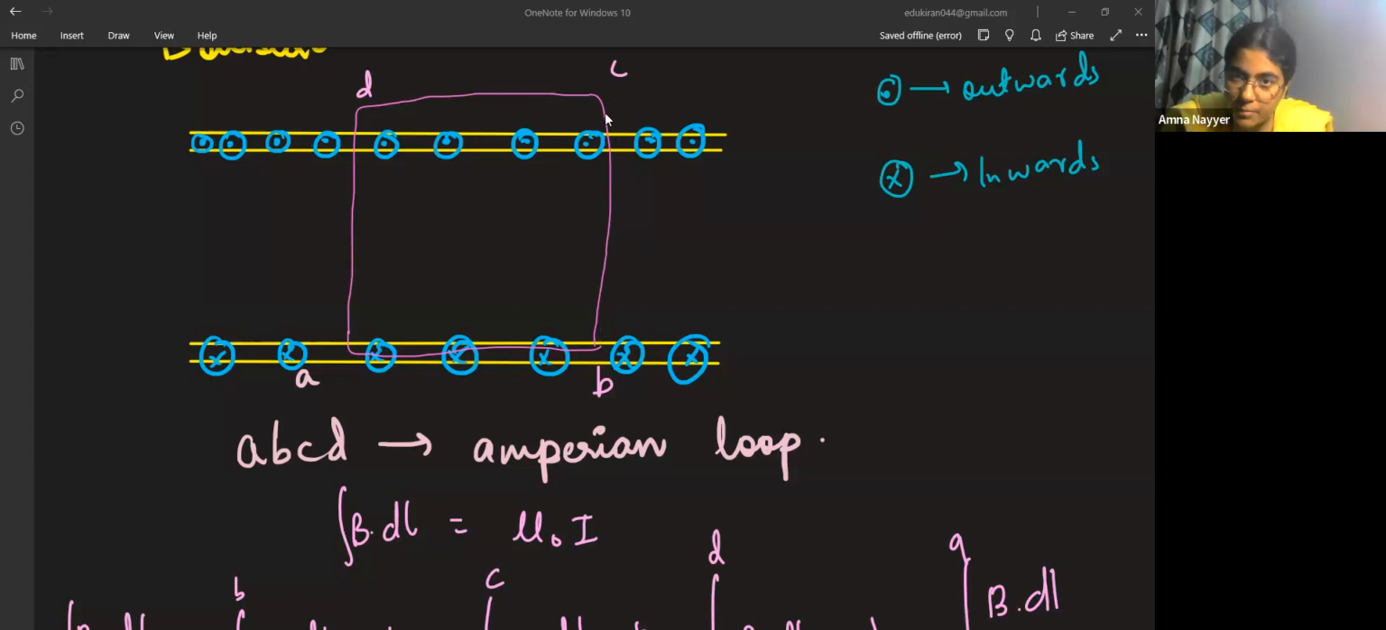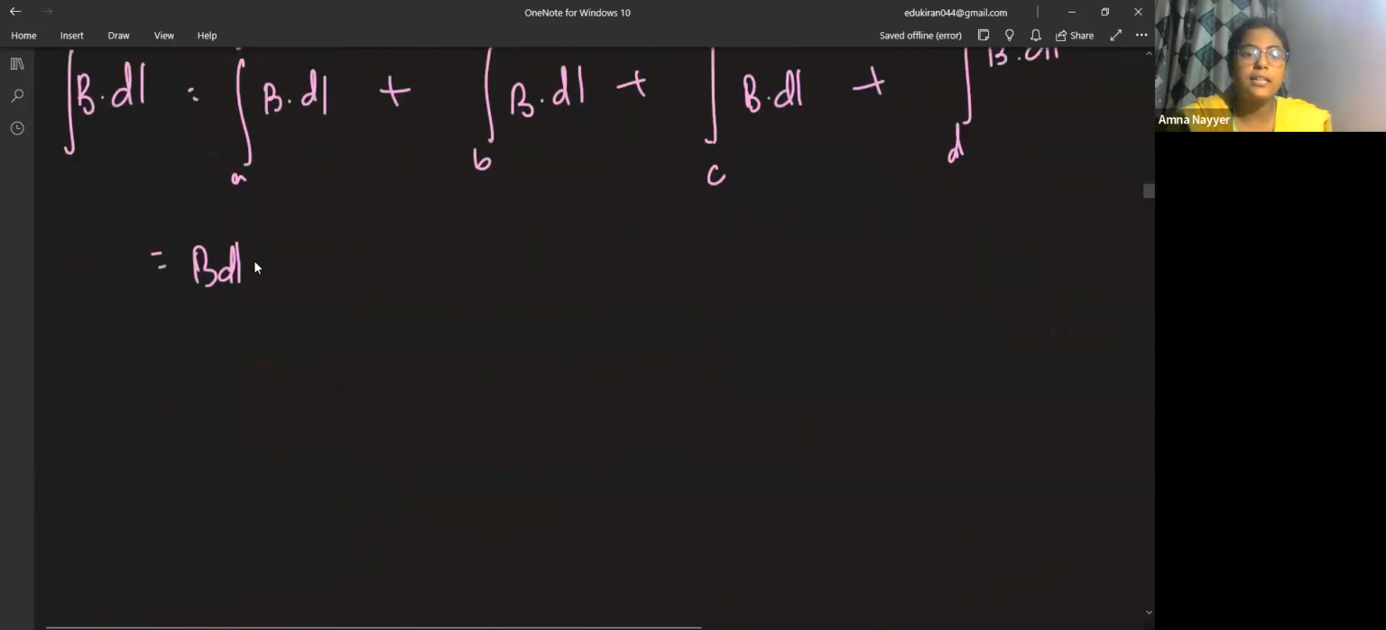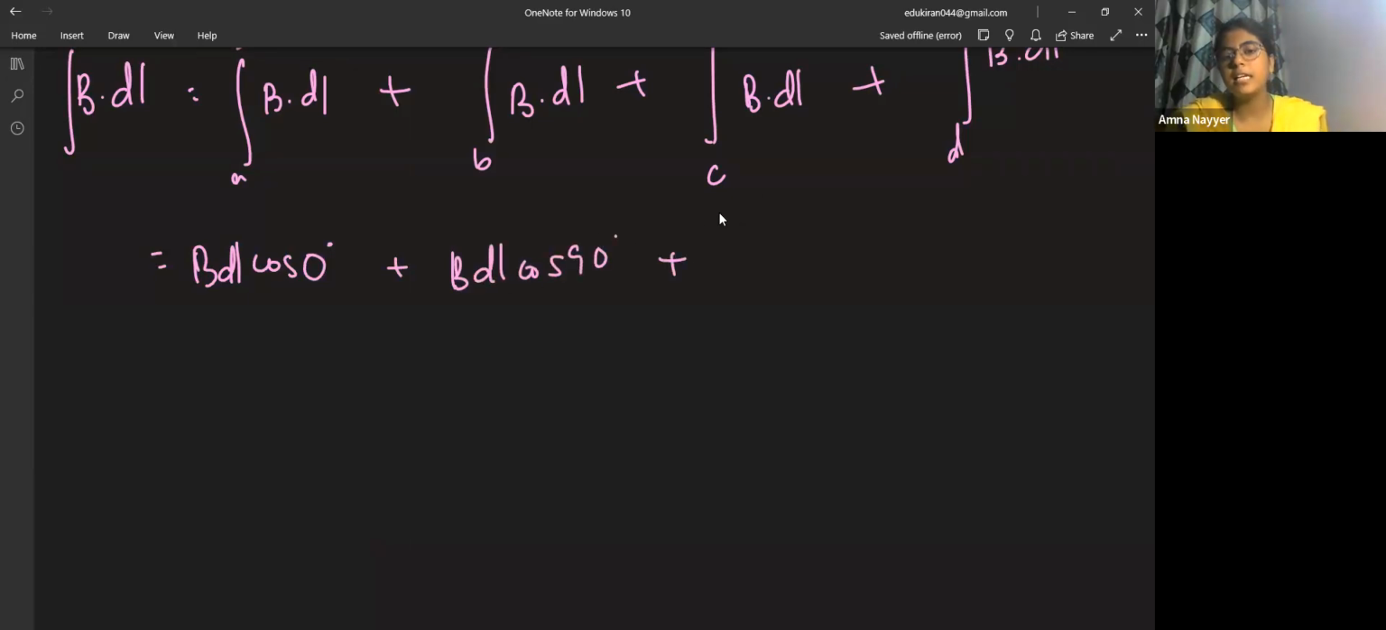Now, if you look at this CB, this is making 90 degrees. I have not drawn it very straight. It is actually a square. So if you draw a square over this wire, this will be 90 degree only. This side becomes parallel, this will be again 90 degree. That's why only these two are making an angle of 90 degree. These two are making an angle of 0 degree. So if you write it, this becomes B dl cos 0 degree, plus B to C, this becomes B dl cos 90 degree, plus C to D, this becomes B dl cos 0 degree, plus this becomes B dl cos 90 degree.